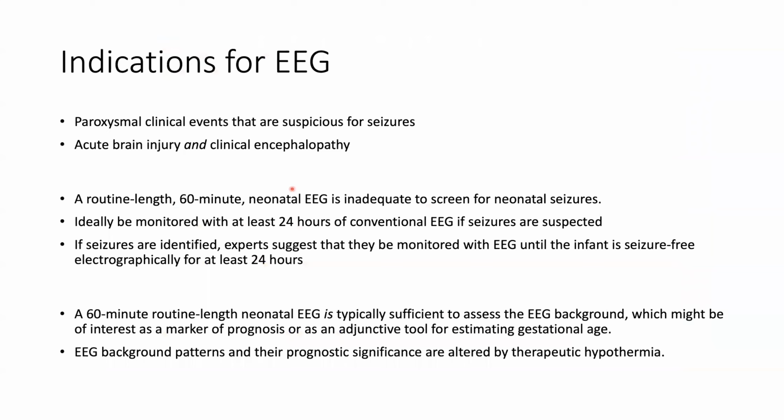So what are the indications for doing this test? Any paroxysmal clinical event which you suspect could be seizures is an indication. And encephalopathy due to any cause, such as hypoxic ischemic encephalopathy, a stroke, or a CNS infection. If you have some kind of acute brain injury and clinically the child is dull, has encephalopathy, then that itself is an indication, because there could be seizures and you may not detect them. As I told you, most seizures are subclinical. In this case, a routine length 60-minute neonatal EEG is generally inadequate.